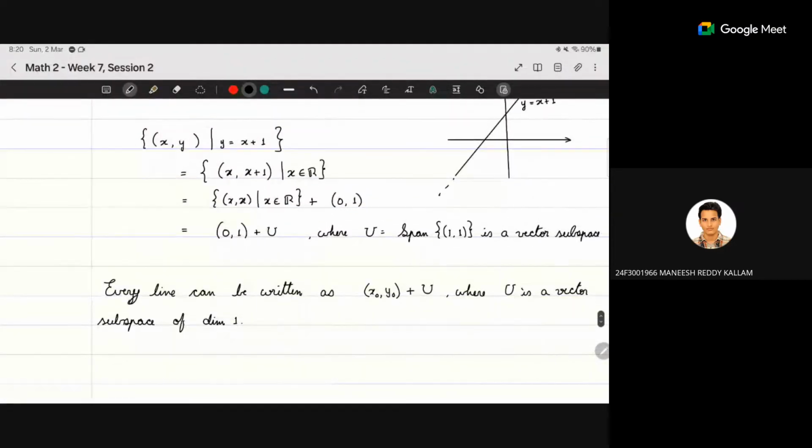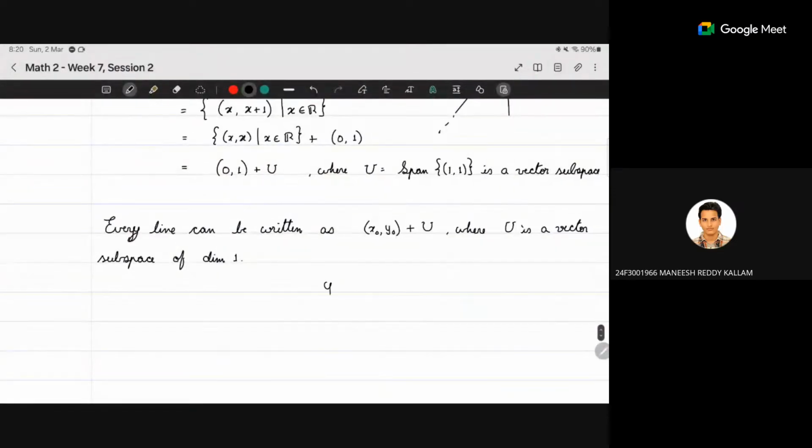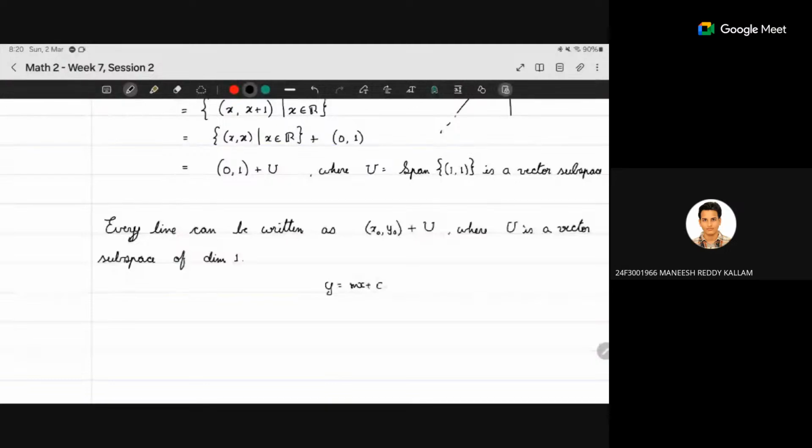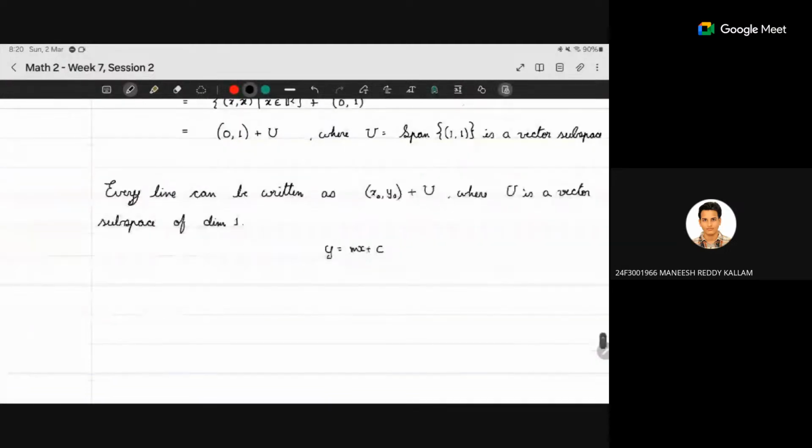Do you see this? Instead of taking y is equal to x plus 1, I can take y is equal to mx plus c. Right? That's the general line. I want to form a class of subsets which captures all y is equal to mx plus c, and that can be written as (x, mx). Of course, there's one more line, x is equal to 0, but let us just forget that for now.